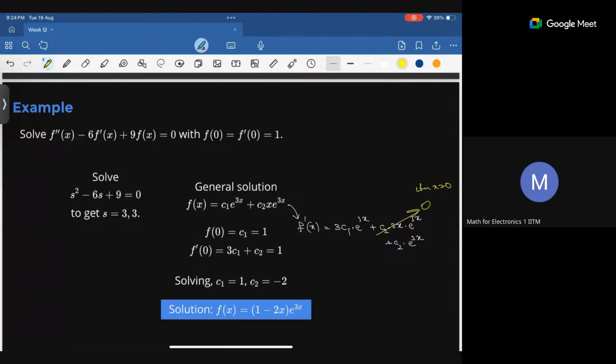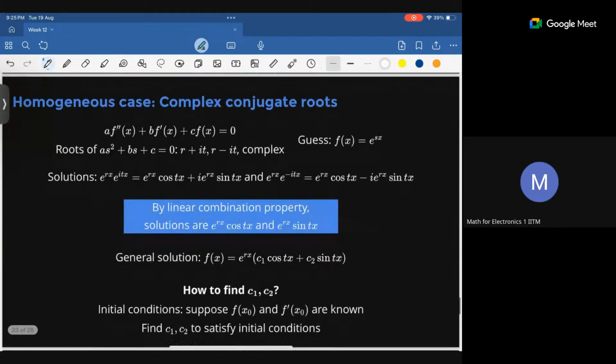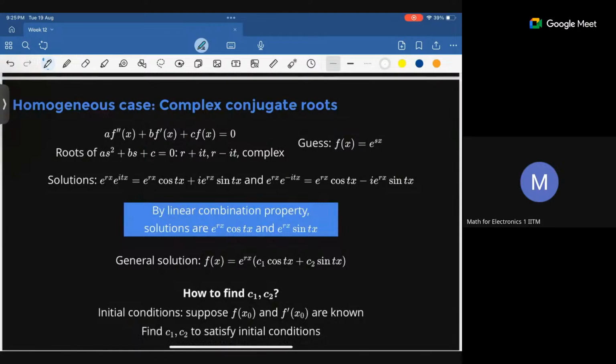So substituting c1 and c2 values, you will get e power 3x minus 2 times x into e power 3x. You can pull out e power 3x common, then you will have 1 minus 2x into e power 3x. That's it. So this is how the solution is obtained. Alright, then comes the third case when the roots are complex conjugates to each other.